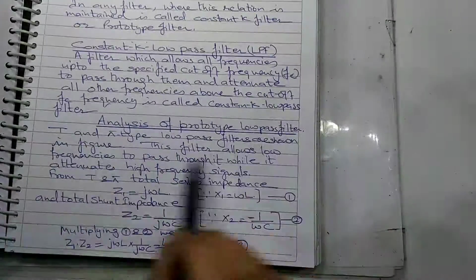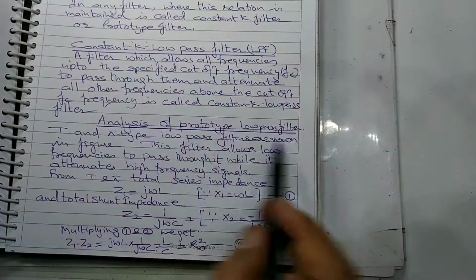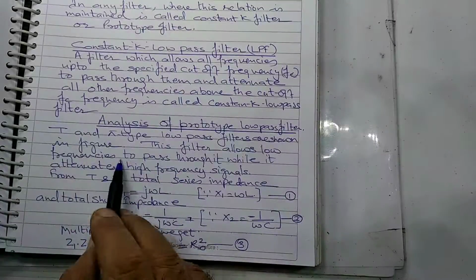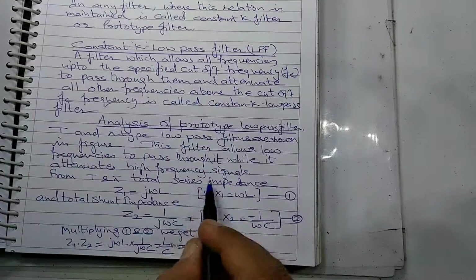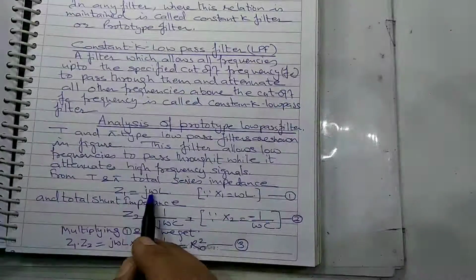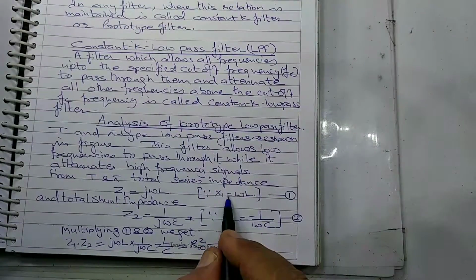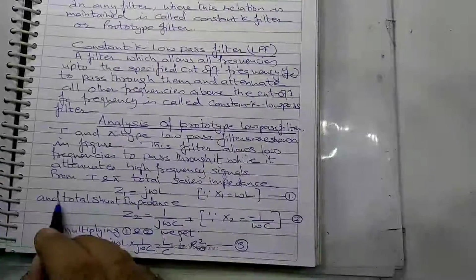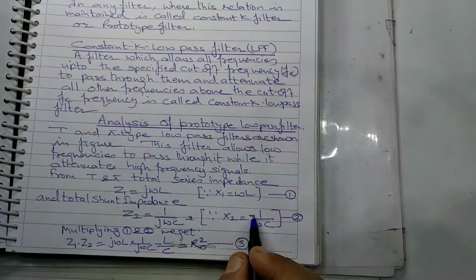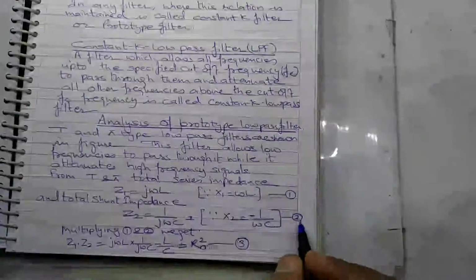Now analysis of prototype low pass filter. T and pi type low pass filters are shown in the figure as we have seen. This filter allows low frequency to pass through it while it attenuates high frequency signals. From T and pi, total series impedance Z1 is equal to j omega L because X1 is equal to omega L, that is the first equation, and total shunt arm impedance Z2 is equal to 1 upon j omega C because X2 is equal to minus 1 upon omega C, that is second equation.